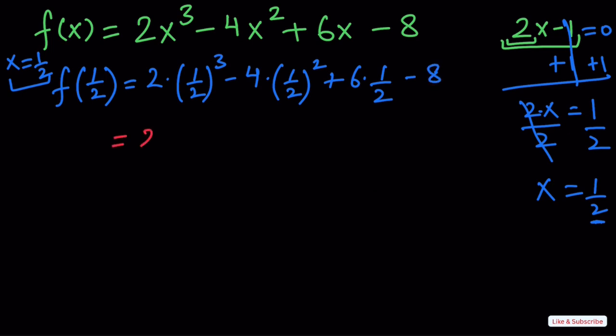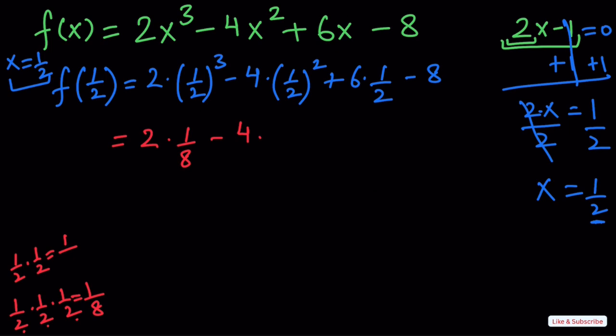So now what is 1 over 2 cubed? That is 1 over 2 times 1 over 2 times 1 over 2. So 1 times 1 times 1 gives me 1. 2 times 2 times 2 gives me 8. So I can write here 1 over 8. Now what is 1 over 2 squared? That is 1 over 2 times 1 over 2. That gives me 1 times 1 is 1 in the numerator and 2 times 2, 4, in the denominator.